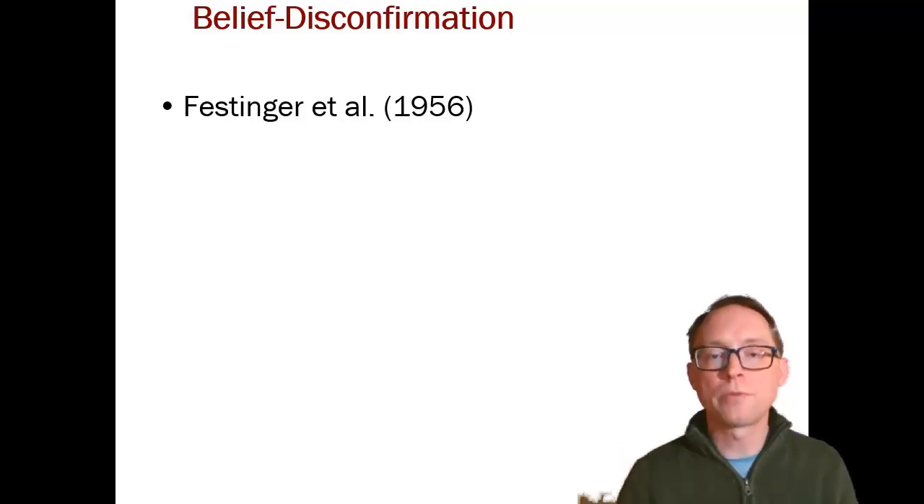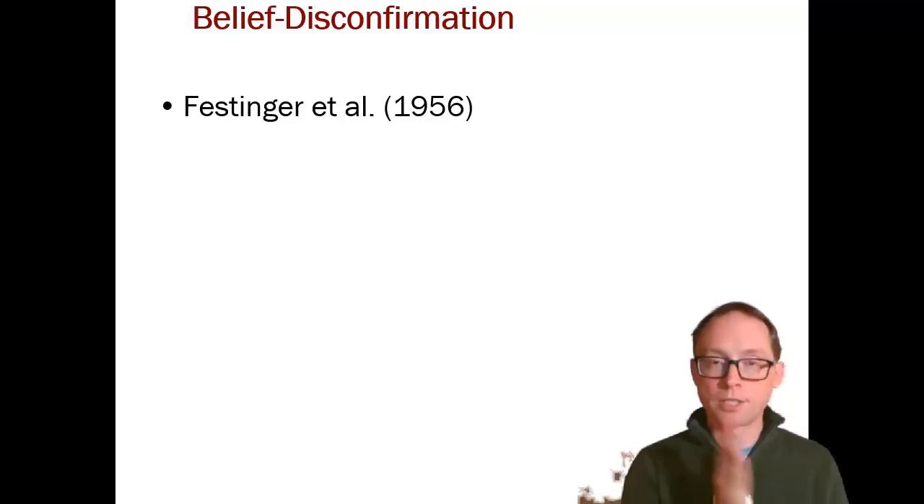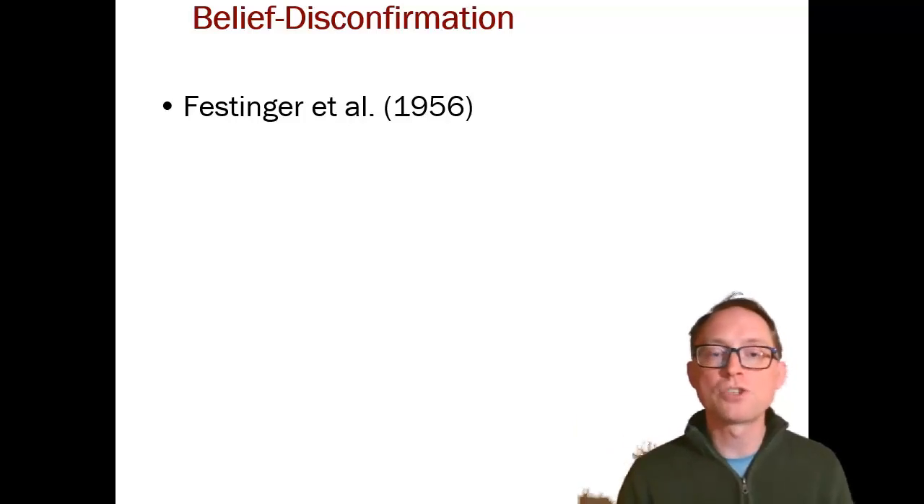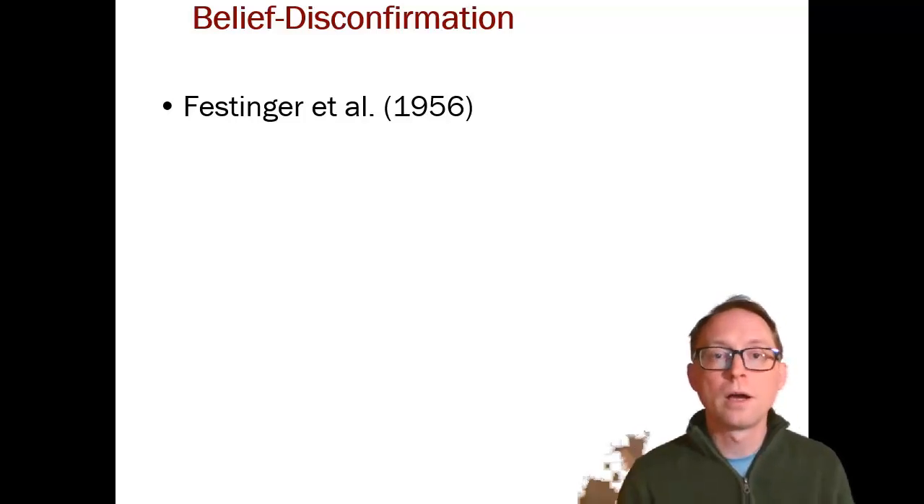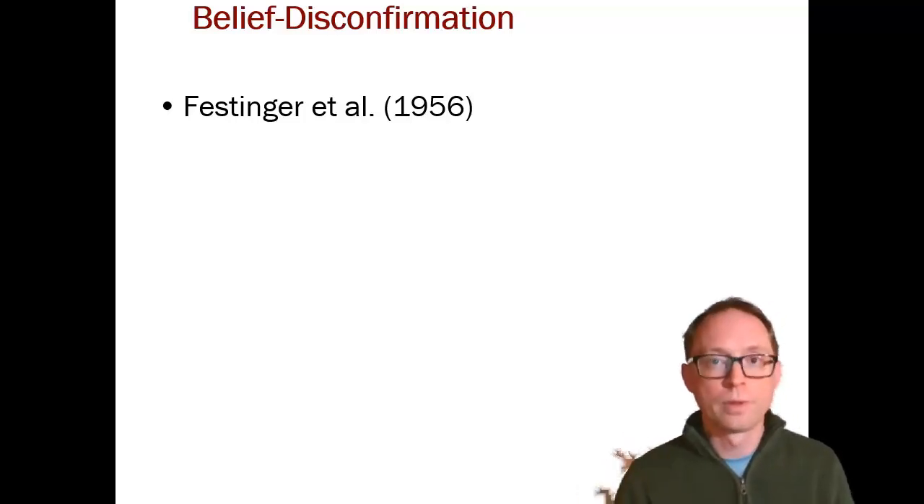Belief disconfirmation. Historically, belief disconfirmation was the first study that was done. It was done by Festinger and his colleagues in 1956. What they did is they essentially joined an extreme religious group. Some people would call it a cult, perhaps.